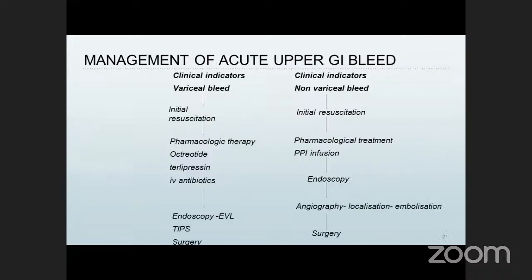So based upon these clinical indicators, the first step of management would remain the same, that is initial resuscitation: A, B, C, airway, breathing and circulation. Then the pharmacological therapy would differ. In case of a variceal bleed, we have to start with octreotide infusion, that is 50 microgram octreotide bolus and an infusion of 50 to 100 microgram per hour.